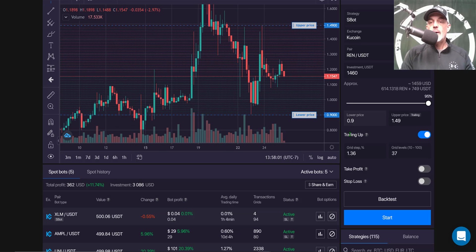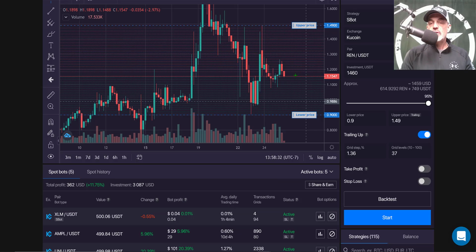And by having the trailing up option enabled, that will follow the price action if it were to move up and out of the grid. Next, we're looking at our grid step or grid spacing, which is the space in between the lines of the grid. And the red lines represent limit sell orders and the green lines represent limit buy orders. So the bot will buy on the way down, buy the dip, and sell the rip up.